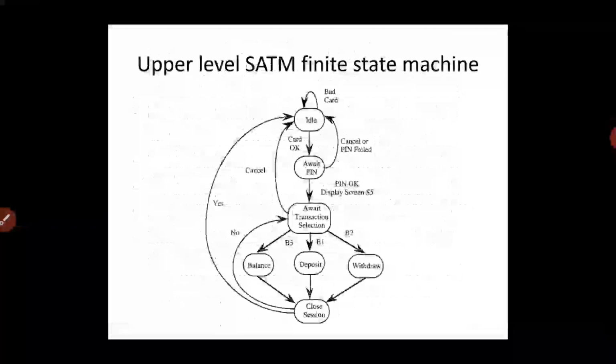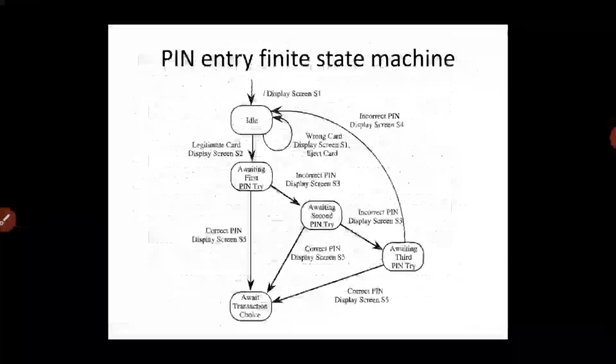P3, P1, P2. If you press the B3 button, it will display balance, the B1 button deposit, the P2 button withdraw. In this way it is actually a finite state machine. And cancel, yes, no, pin OK, display screen are what buttons you can press and the result of that button. This is a finite state machine of SATM.